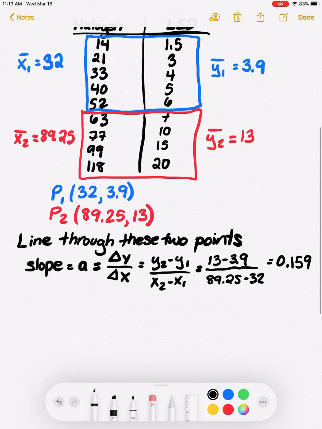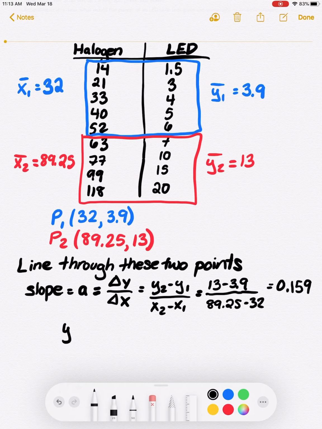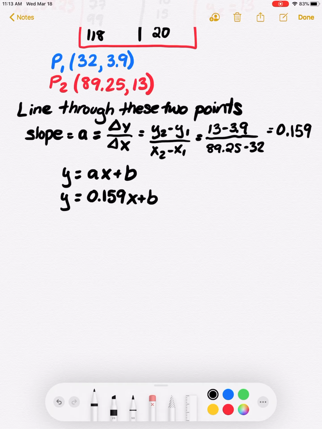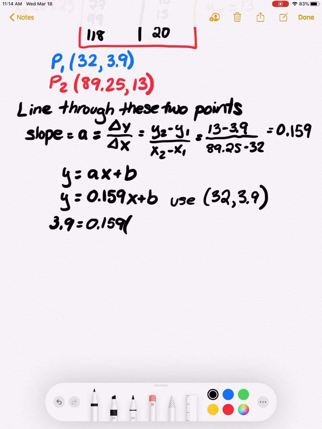So then we can use that. We know that y equals ax plus b. A is the slope that we just found, so it's 0.159x plus b. We can use one of our points to plug into that. Let's use, I guess, the first point, 35, 3.9. We get that 3.9 is equal to 0.159 times 35 plus b.